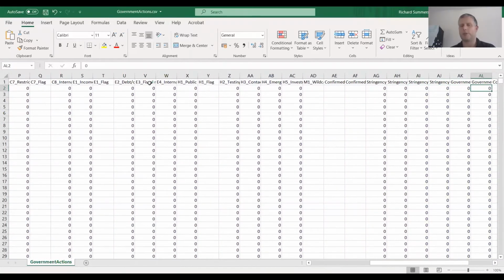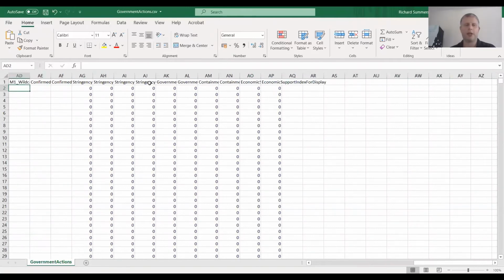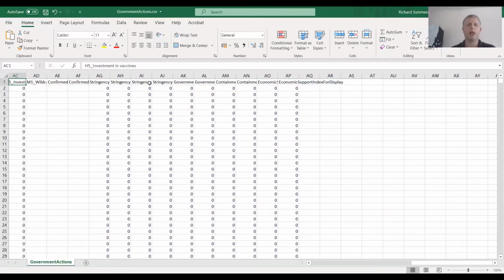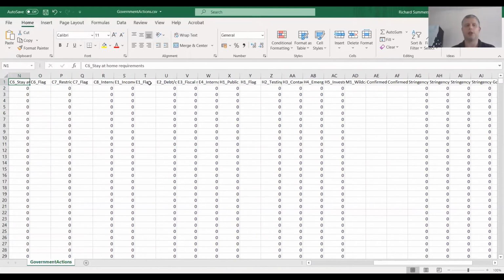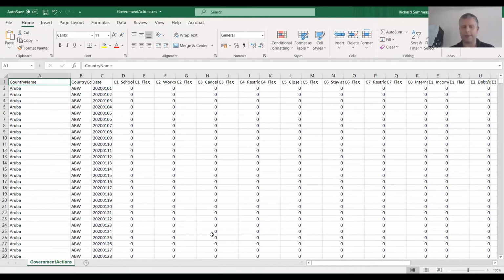Not really surprising. If we go across to the right, we get a bunch of stringency measures. These are the ones that are to do with lockdown, the stringency index. There are other things to do with government response, economic input, etc. But what we're looking at is purely the stringency of lockdown. So that's one big data set.